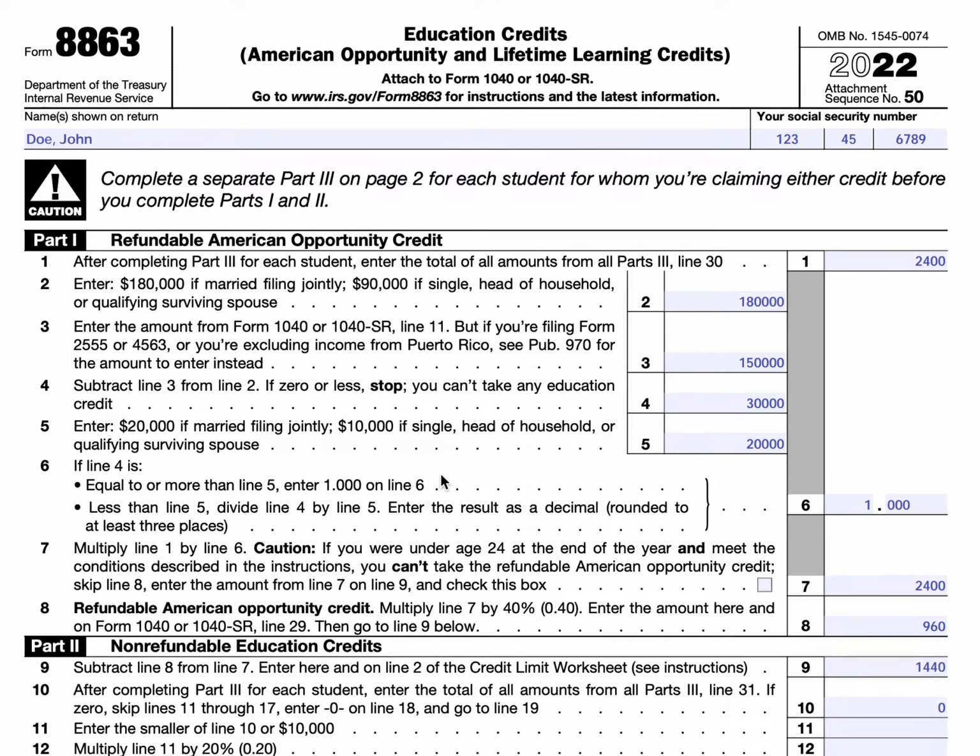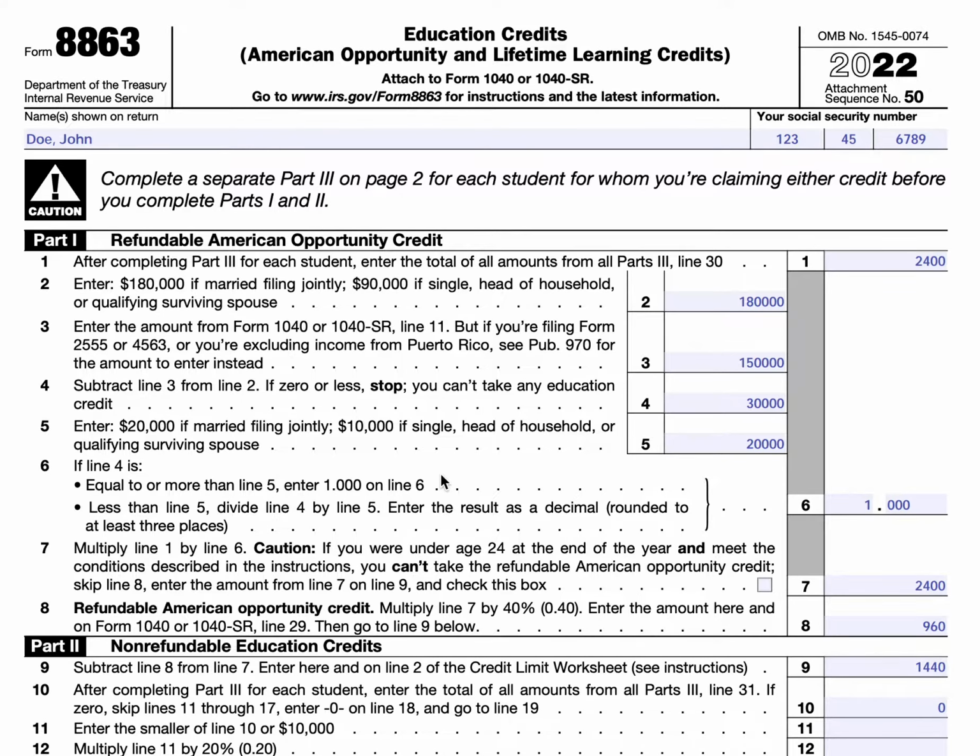Going over IRS Form 8863, education credits. So this is the tax form that a lot of taxpayers will be using to claim an education credit for either the American Opportunity tax credit or the lifetime learning credit.